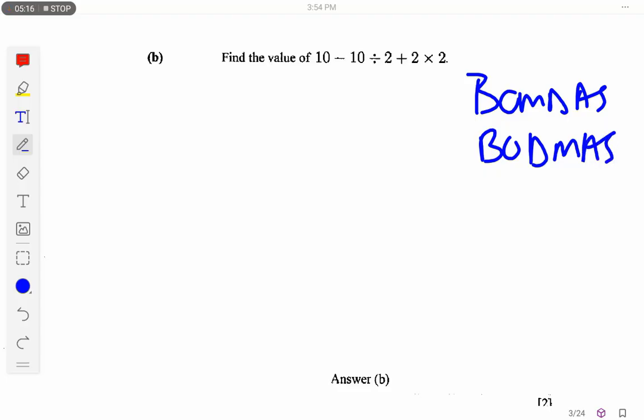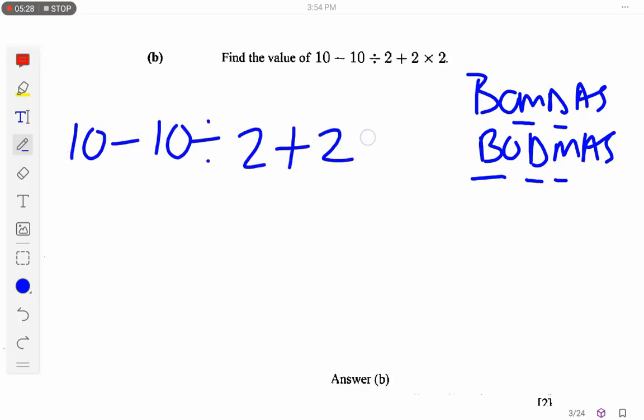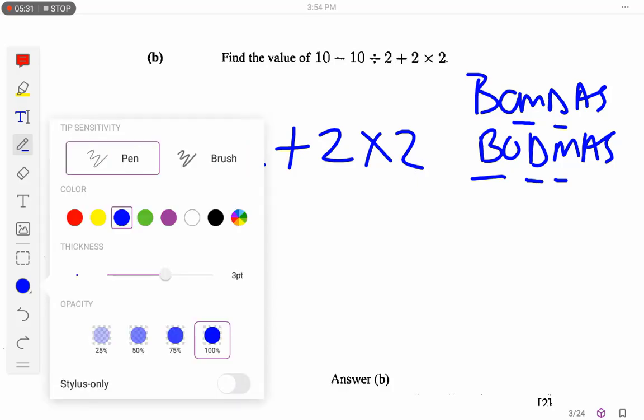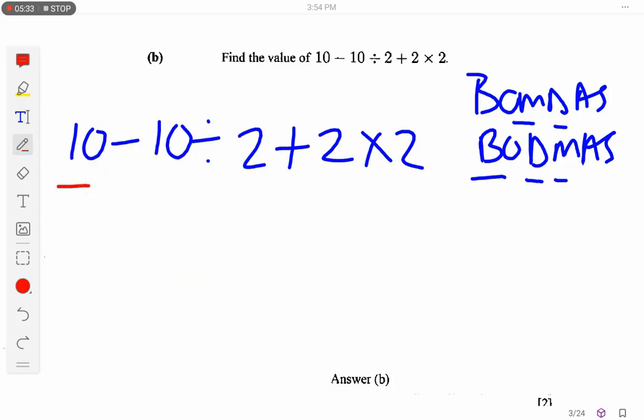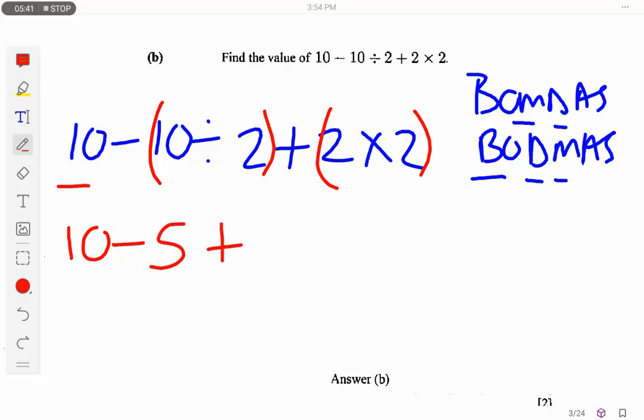Okay, so before operating divide and multiply, it's fine. Let's answer it: 10 minus 10 divided by 2 plus 2 times 2. I'll write 10 minus, then take this one like that and this one like that. 10 divided by 2, that's a 5, plus 2 times 2, that's a 4.